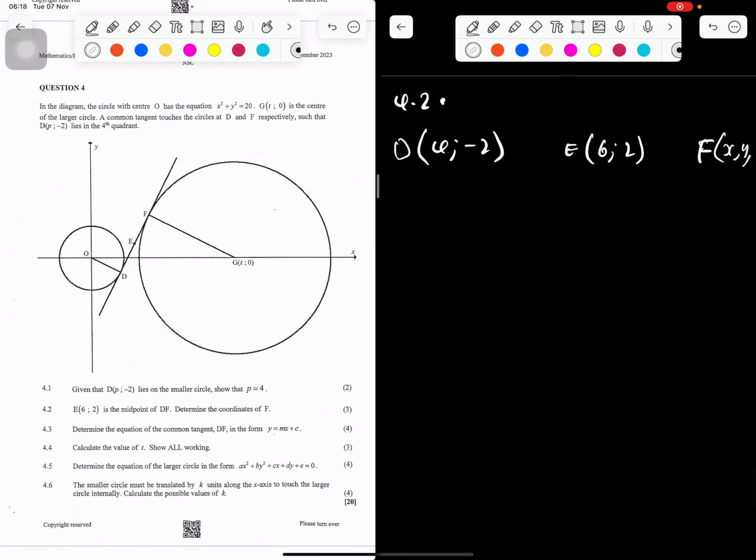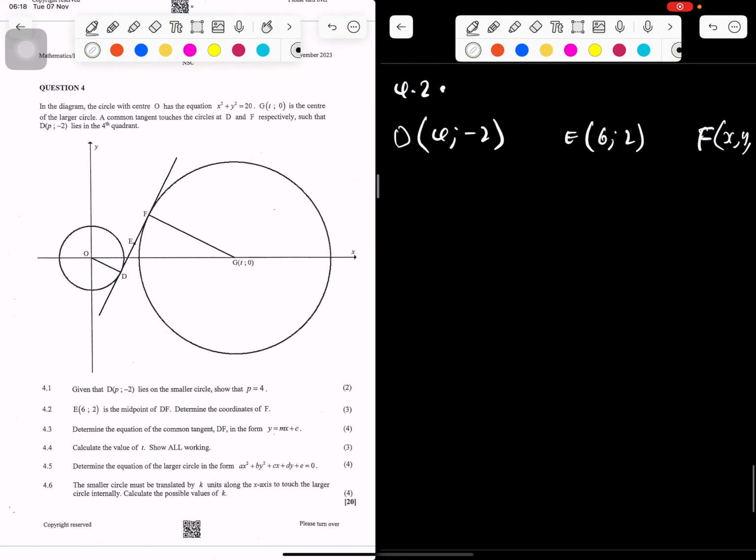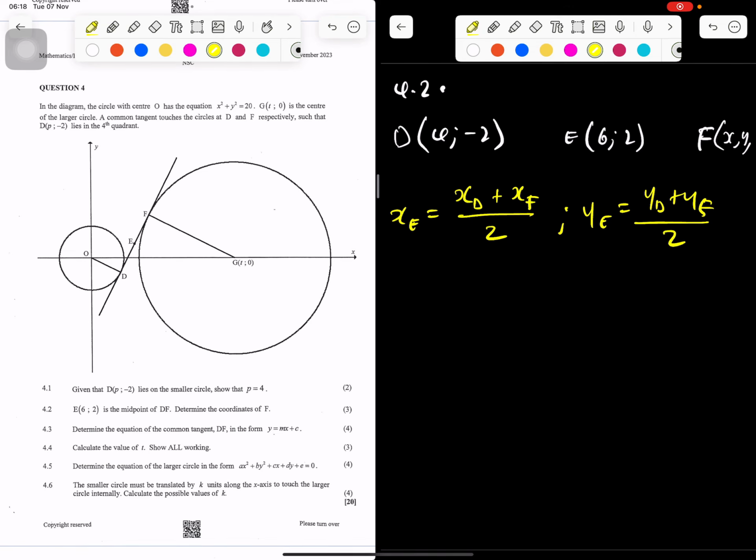Okay, find the coordinate of F. The coordinate of F will be to say that the x at the midpoint E is equal to the sum of xD plus xF over 2, and then y at E is equal to y at D plus y at F. You divide this by 2, therefore x at E is 2 equaling to 4 plus x at F over 2.